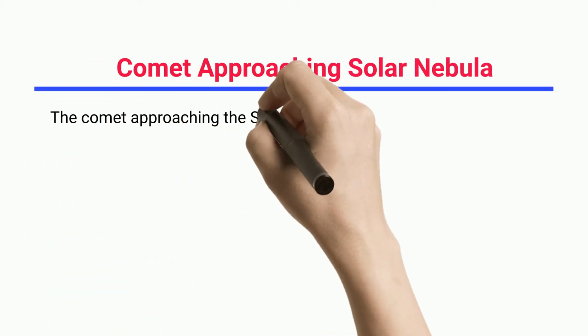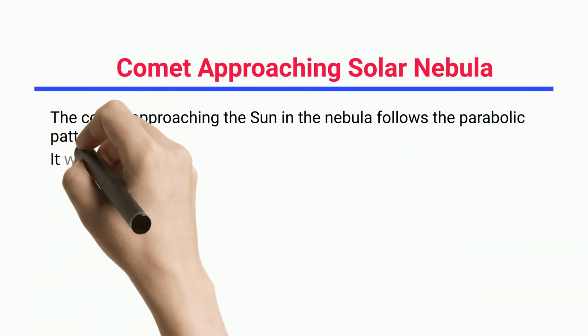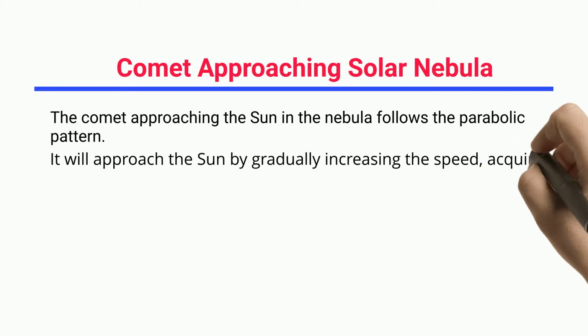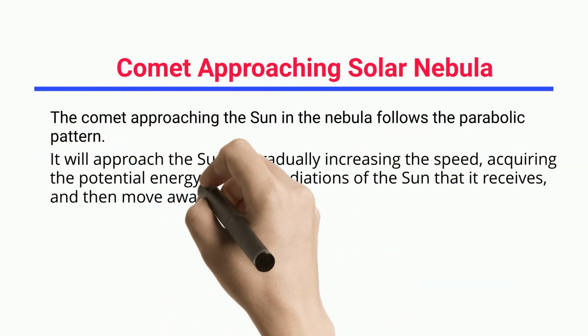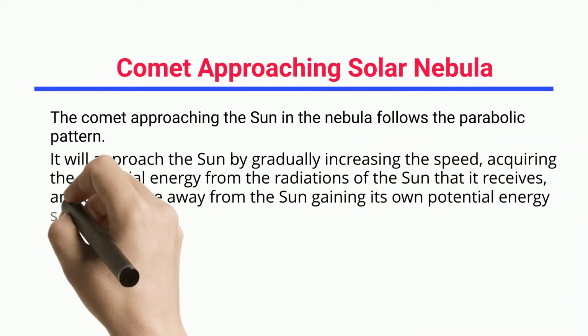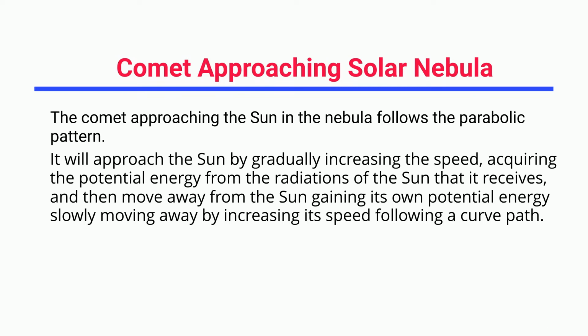Comet approaching solar nebula. The comet approaching the Sun in the nebula follows the parabolic pattern. It will approach the Sun by gradually increasing the speed, acquiring the potential energy from the radiations of the Sun that it receives, and then move away from the Sun, gaining its own potential energy, slowly moving away by increasing its speed following a curve path.